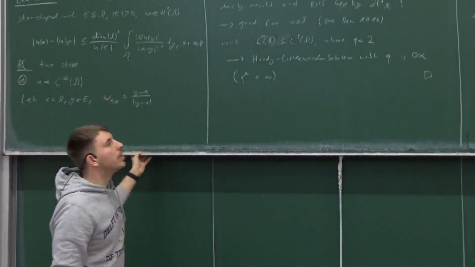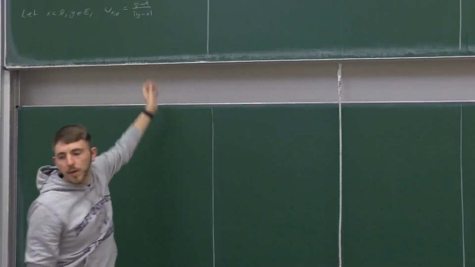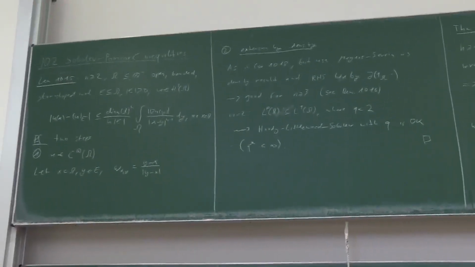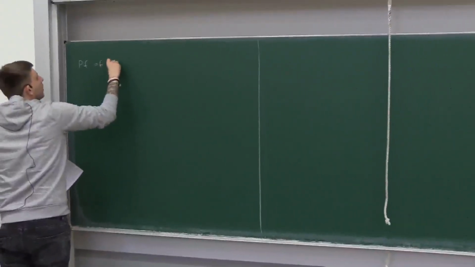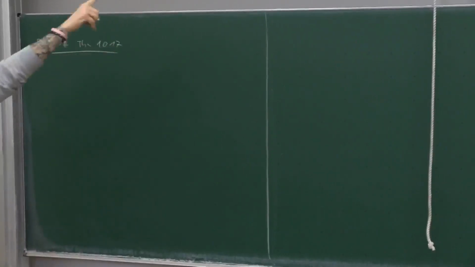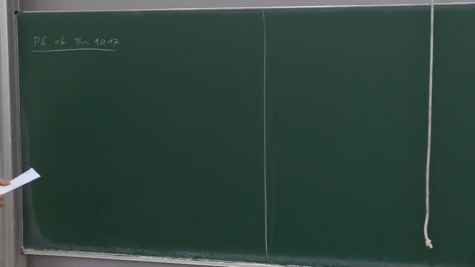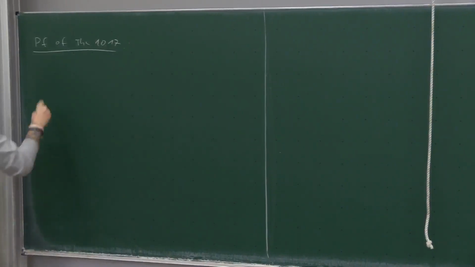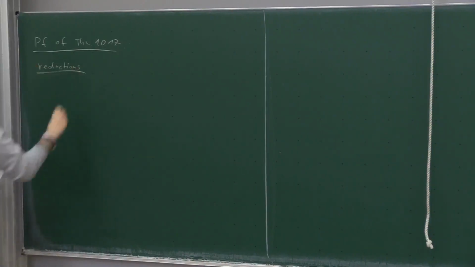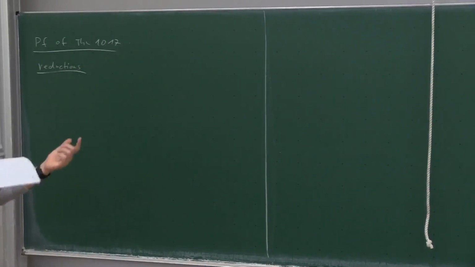And now we want to deduce Theorem 10.17 from the lemma, but it's fairly simple. Yeah. So the theorem is written up there as a reminder for you. So we start with two reductions that will make our life easier. So first of all, I already said there we have some range of admissible q's and it should hold for all q's in this range.